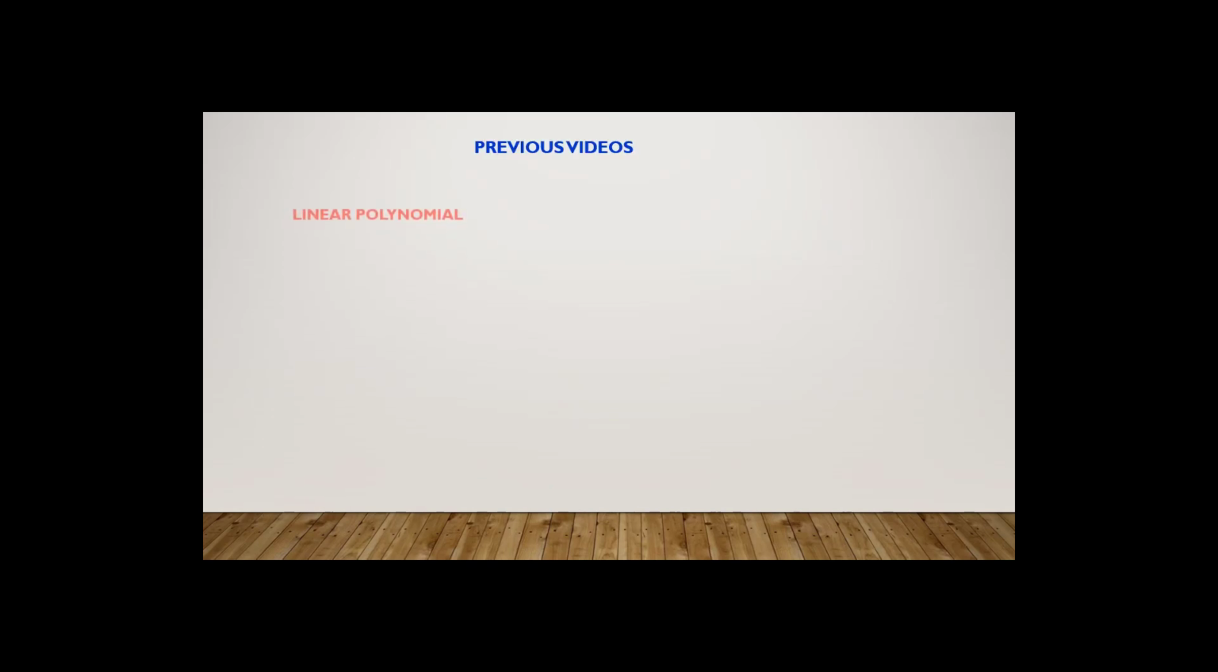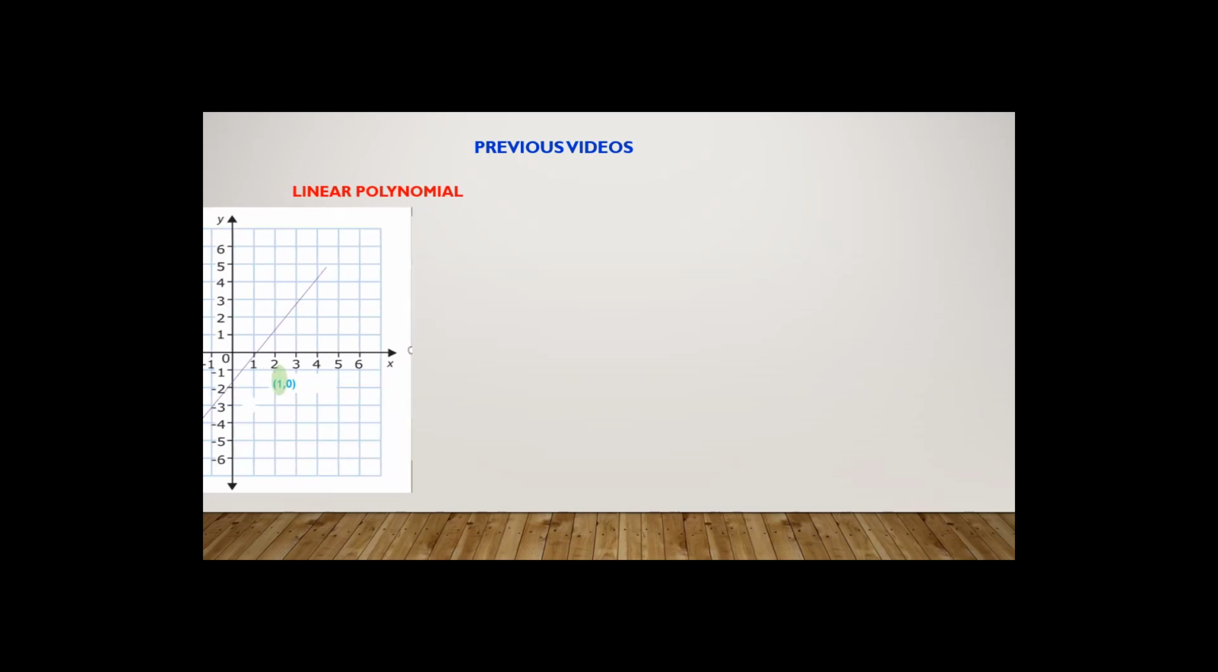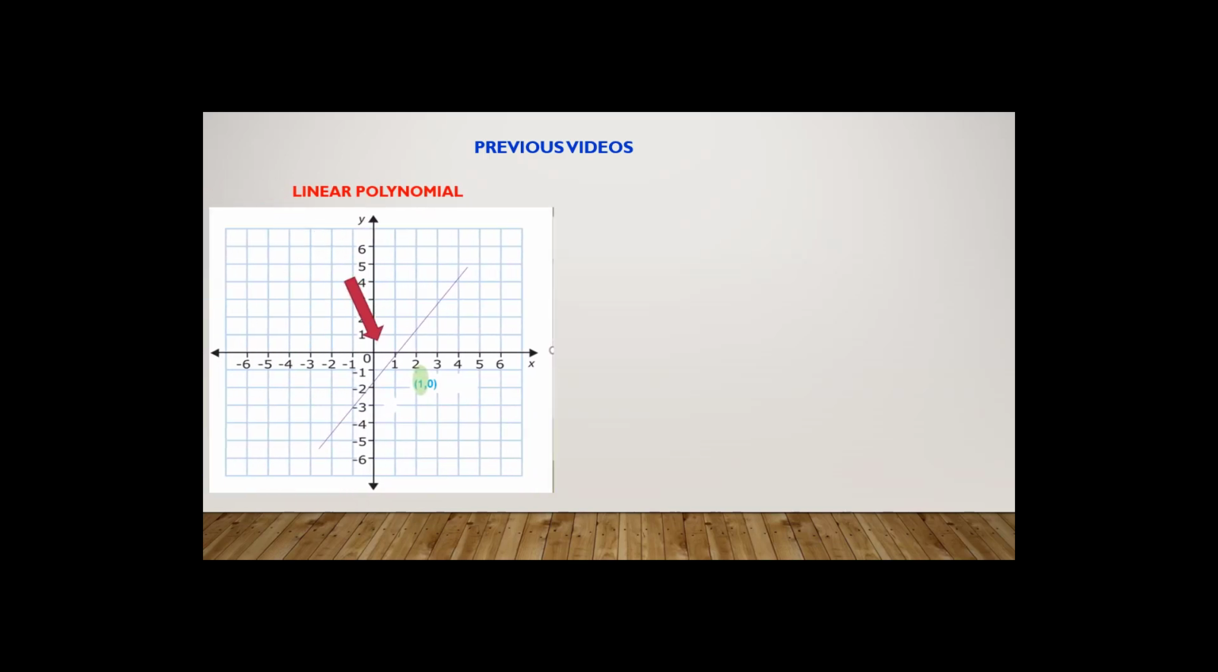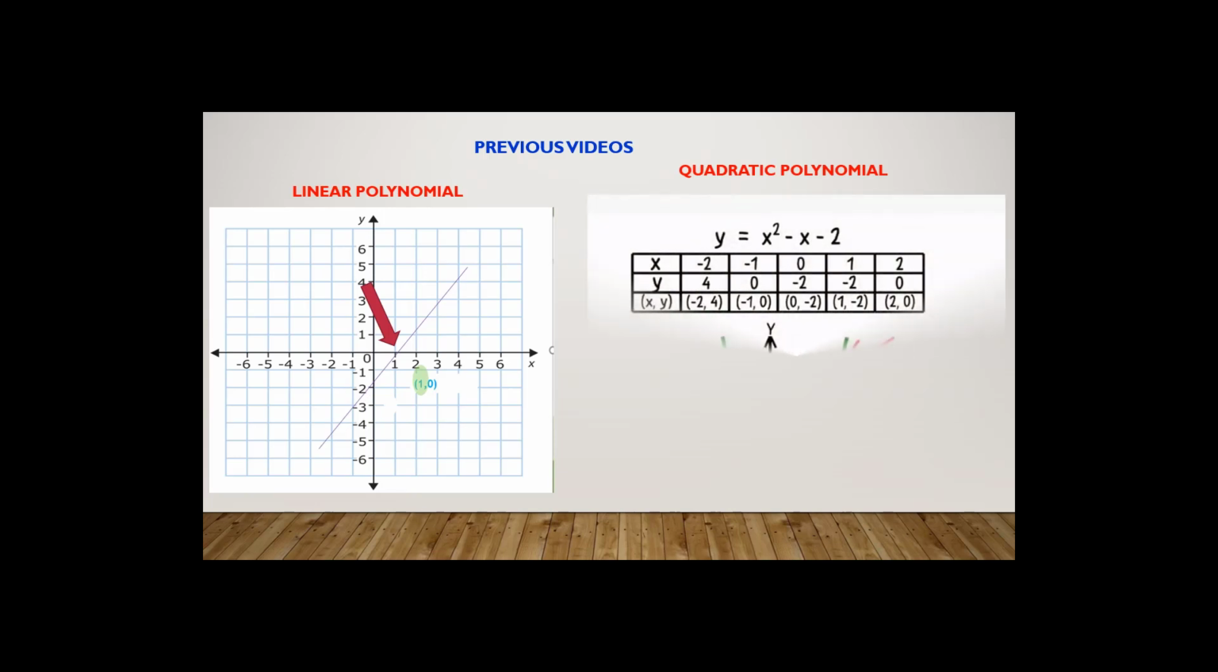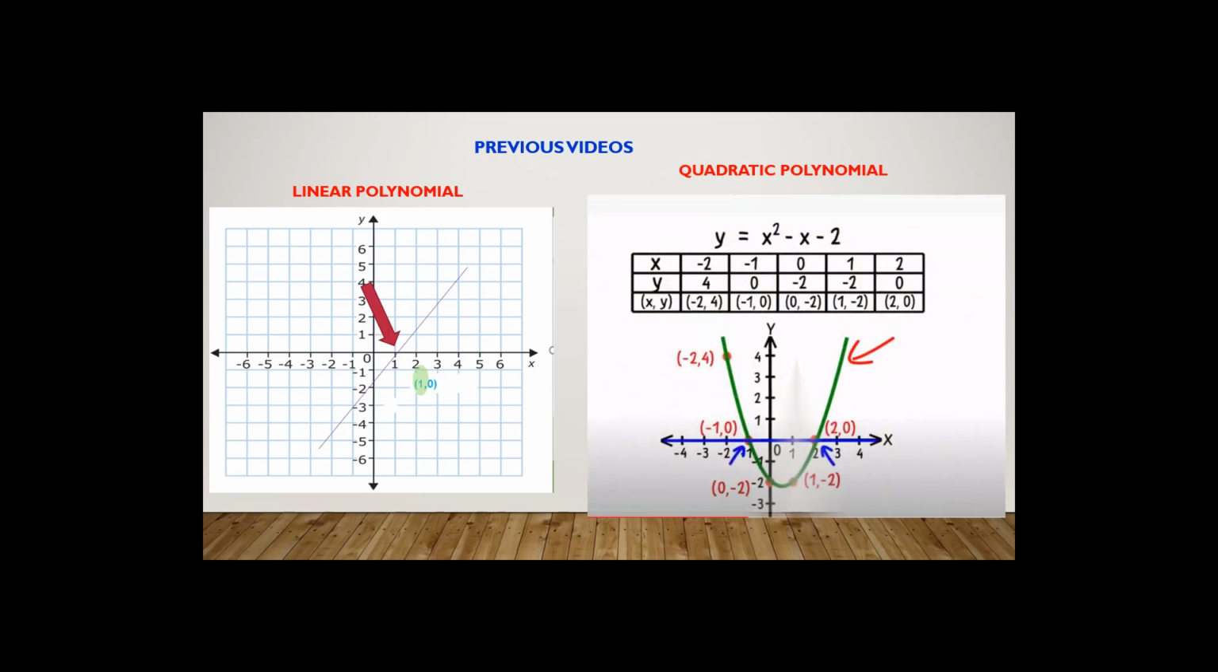In the previous videos, we saw the linear polynomial. A linear polynomial is a straight line which intersects the x-axis at one point, and the x-coordinate of that point will be the zero of the linear polynomial. It has exactly 1 zero. A quadratic polynomial has at most 2 zeros. It might also have 1 zero or no zeros, as the case may be.